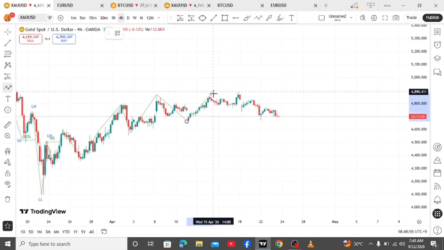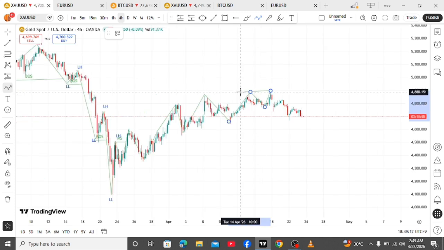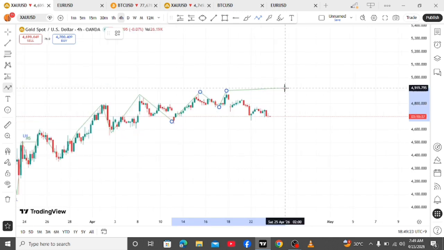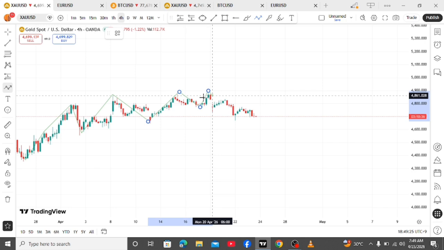Again, higher high, higher low. And if you noticed from here, the market made a market shift here, meaning this trend is about to go down.